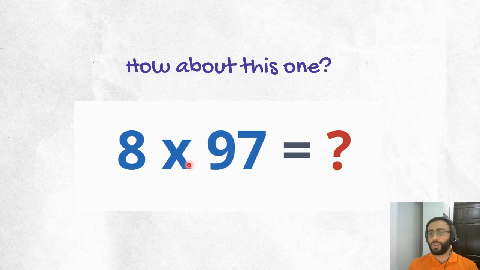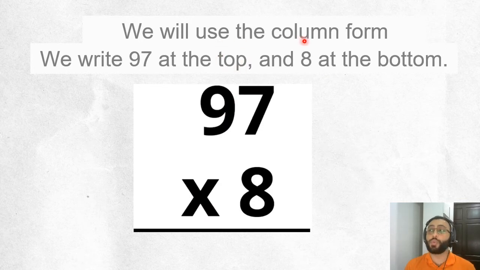What about this? Oh, this one is harder. 8 times 97? What do we do? Oh, I know. We write it in the column form. So, we will use the column form. We write it like this. So, we write 97, the two-digit number, on the top. And we write the 8, the one-digit number, in the ones area.